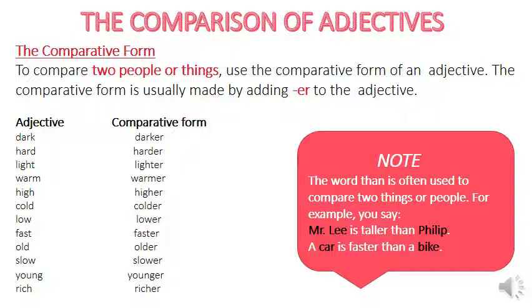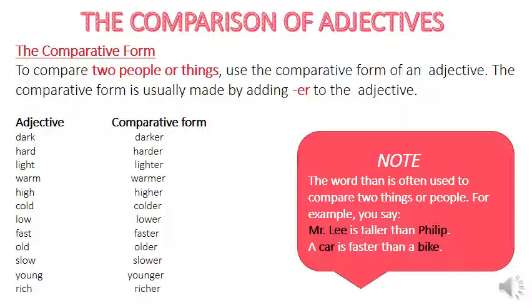The comparative form is usually made by adding er to the adjective. Dark, darker, hard, harder, warm, warmer, high, higher, cold, colder, fast, faster, old, older, slow, slower, young, younger, rich, richer. But here you have to compare only two people or two things, not more than two.